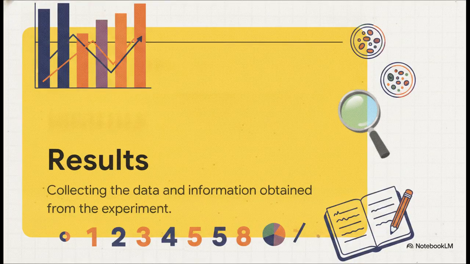Then we hit Stage 5, which is results. Because you can't just run an experiment and walk away. You have to collect the raw data and information obtained directly from the experiment. Did the shaded plants recover? Did the sun-exposed plants die? You meticulously record exactly what happened. The results are the unedited, totally unbiased facts generated by your testing. They don't lie, and they definitely don't guess.